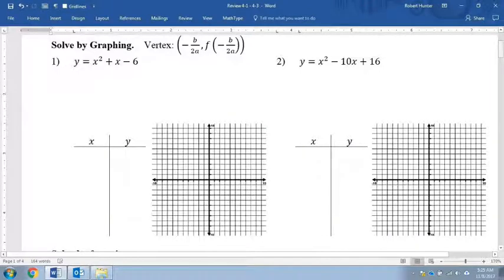Alright, this is Algebra 2 review 4.1 to 4.3. It's got quite a bit on it, but it's still going to be 2 tests, and we're not going to break it into 3.